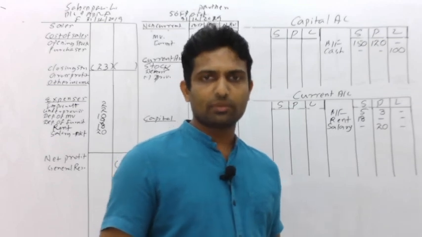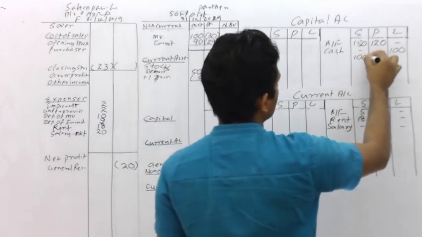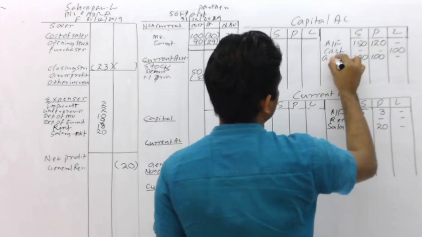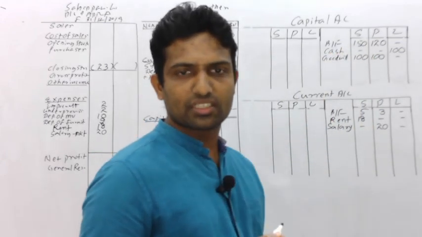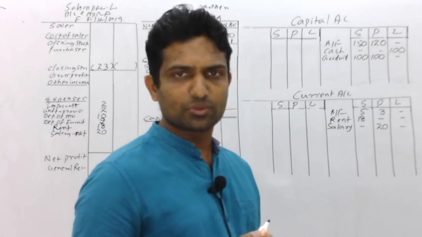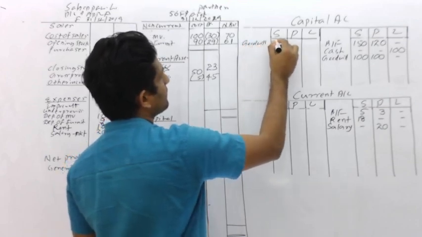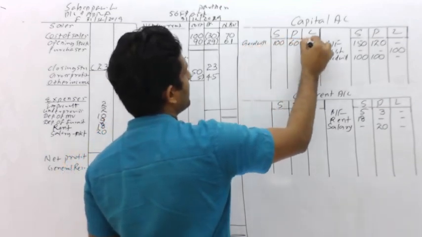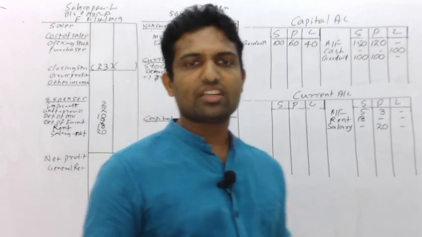Earlier they were equal partners. There are 100, credit 100 each. Goodwill. Debit according to the new profit sharing ratio, that is 5:3:2. Debit here goodwill 100, 60 and 40. This is how the goodwill is adjusted.